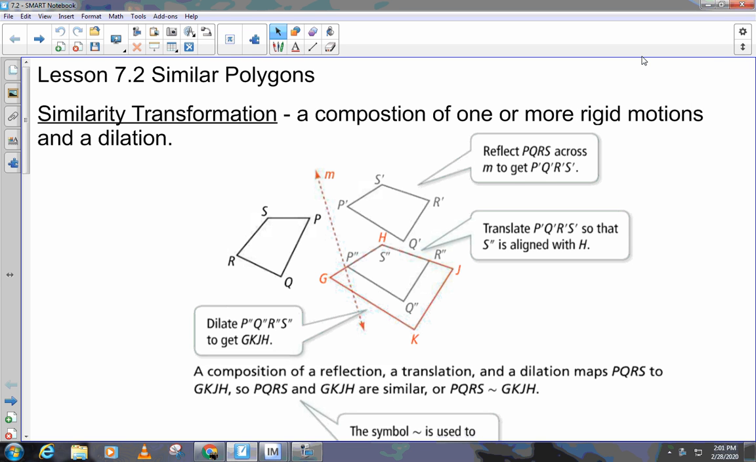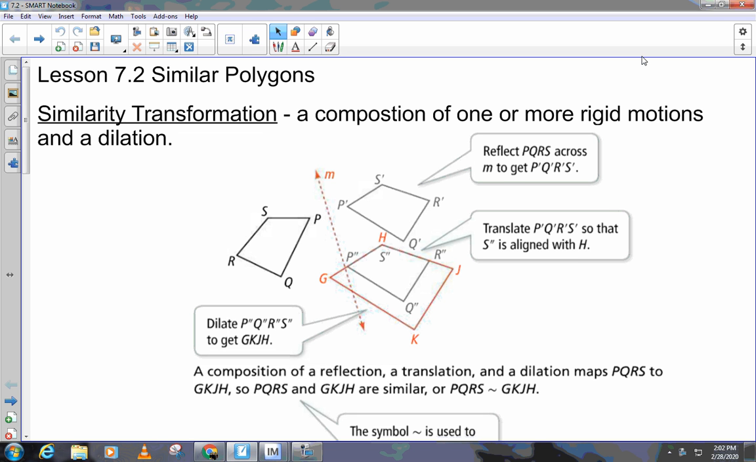We are going to move on in this chapter and talk about similar polygons. We talked about dilations, and there's a pretty good similarity between the two. A dilation takes one particular shape and makes it bigger or smaller, kind of like when your eyes dilate, or when you go to the copy machine and zoom in or zoom out. That's a dilation, where you take a shape and make it bigger or smaller.